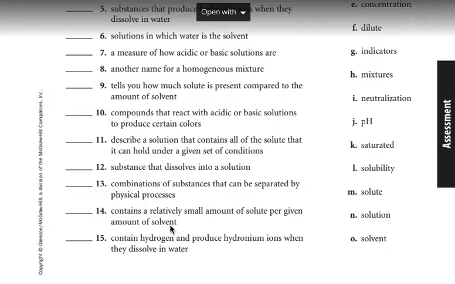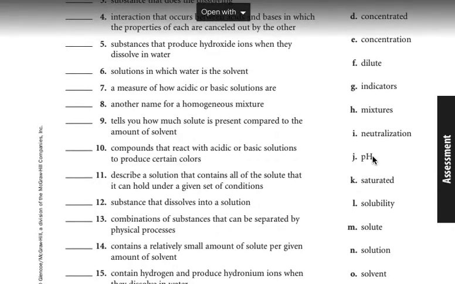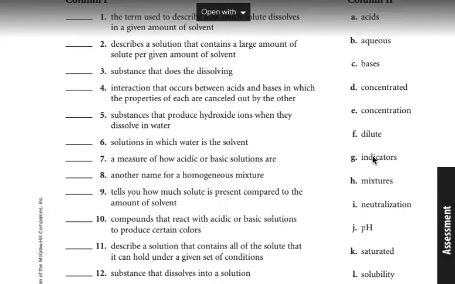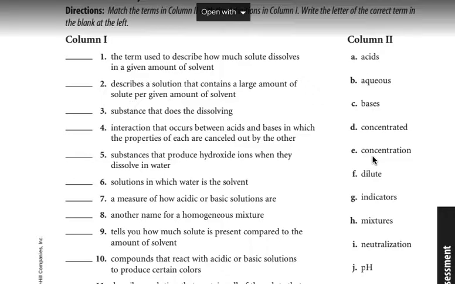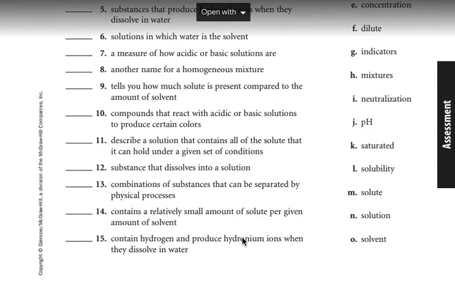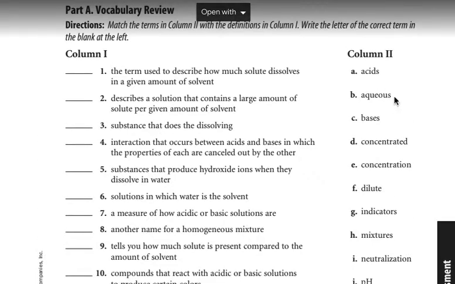Number 15, containing hydrogen and producing hydronium ions when they dissolve in water. Obviously, if you've done this correctly, you've crossed out the ones that you've used so far, and you know that we've talked about hydroxide ions. We have not talked about hydronium ions in this case. They produce hydronium ions. That's going to be A, acids.